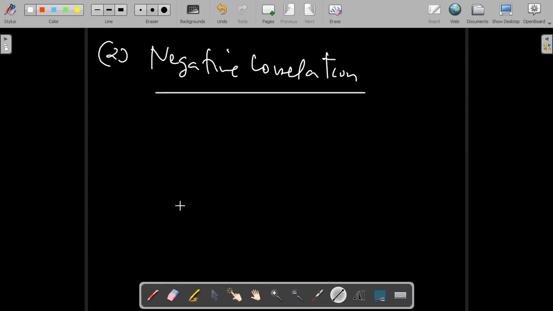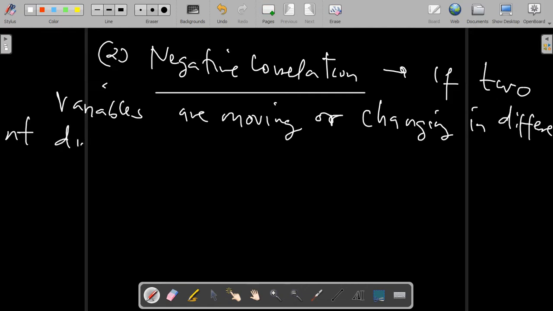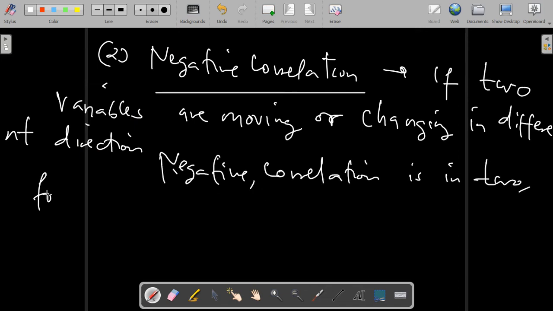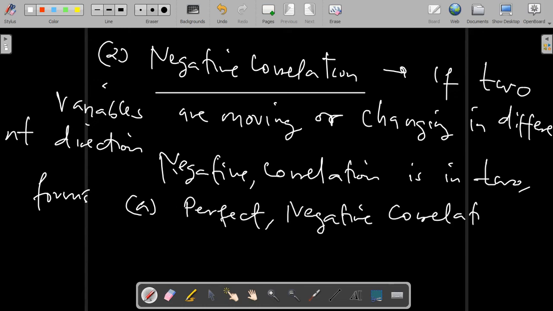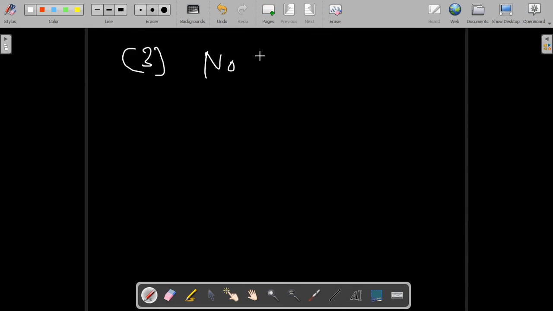The second one is negative correlation. If the two variables are changing in opposite directions, that is what we refer to as negative correlation. There are some forms of negative correlation. We have perfect negative correlation, and we have weak negative correlation. The perfect negative correlation is whereby R is equal to -1, exactly -1, and weak is whereby R is greater than -1. The third one is no correlation.